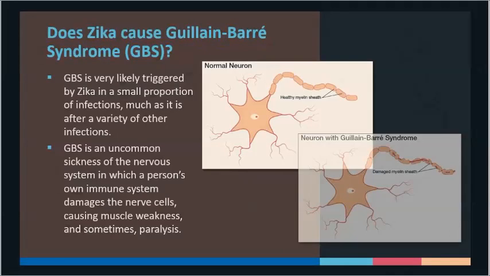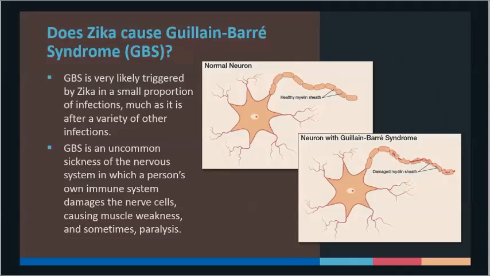There's strong evidence that it also causes another disease called Guillain-Barré syndrome. So Guillain-Barré is a paralytic type disease. Other infections can also predispose to Guillain-Barré. Campylobacter infection is the other most common one. So it is thought that it may be triggered by the Zika virus in a small proportion of people, as it is for other infections.